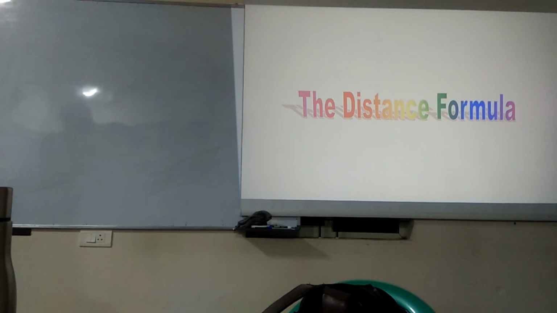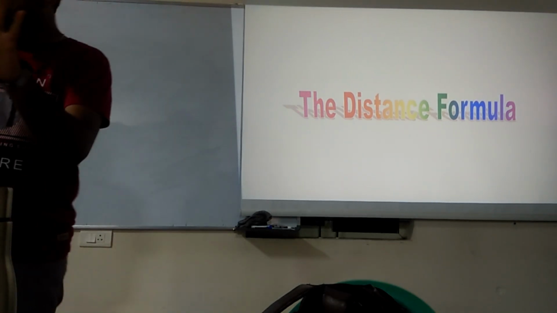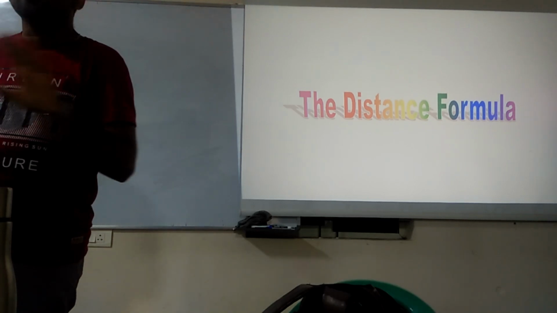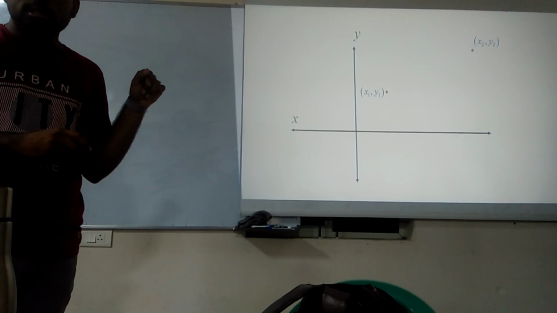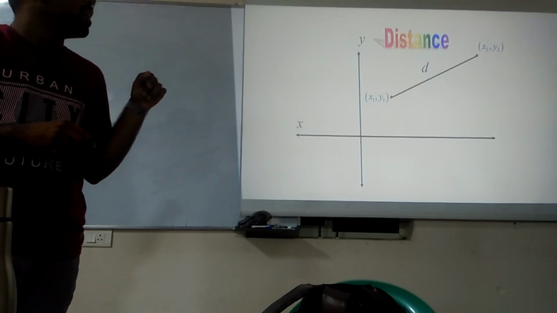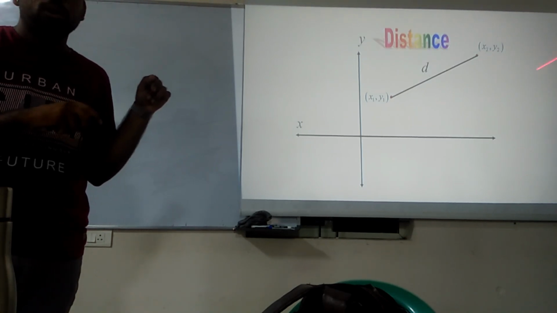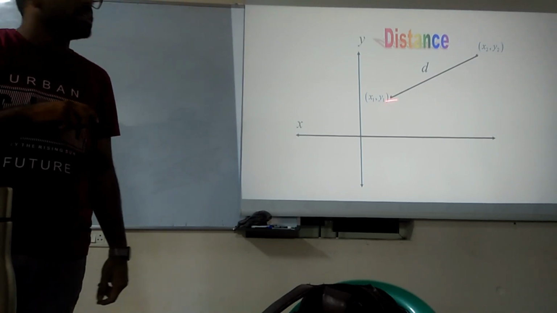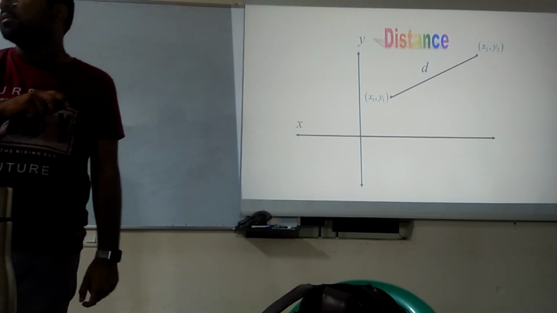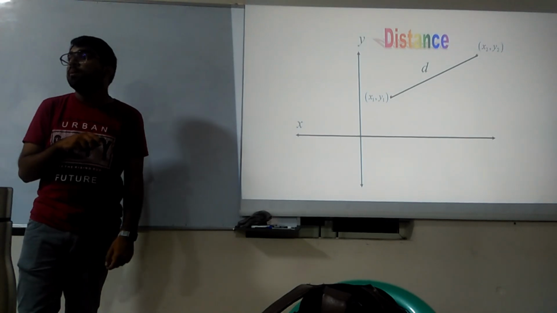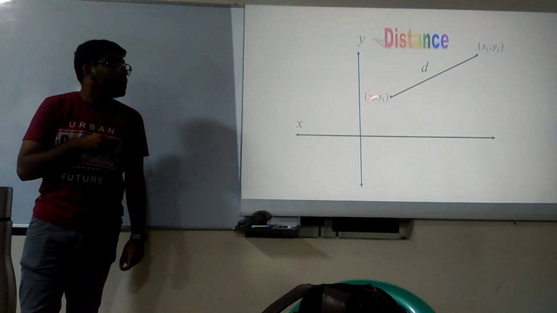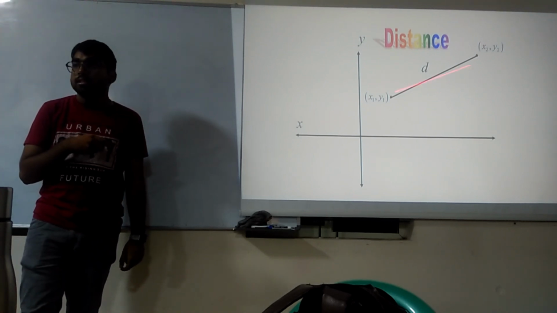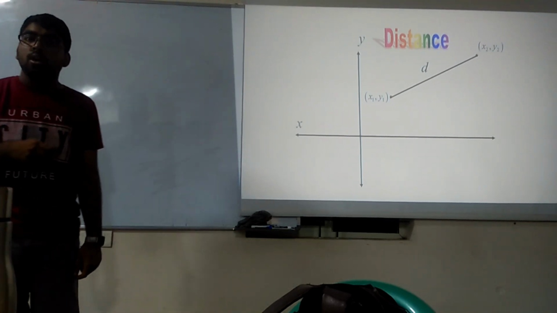Okay, distance formula. The name says, given 2 points x1, y1, x2, y2, like this, you are finding out the distance between the 2 points. Right? Wake up. Given 2 points, you are finding out the distance between the 2 points.